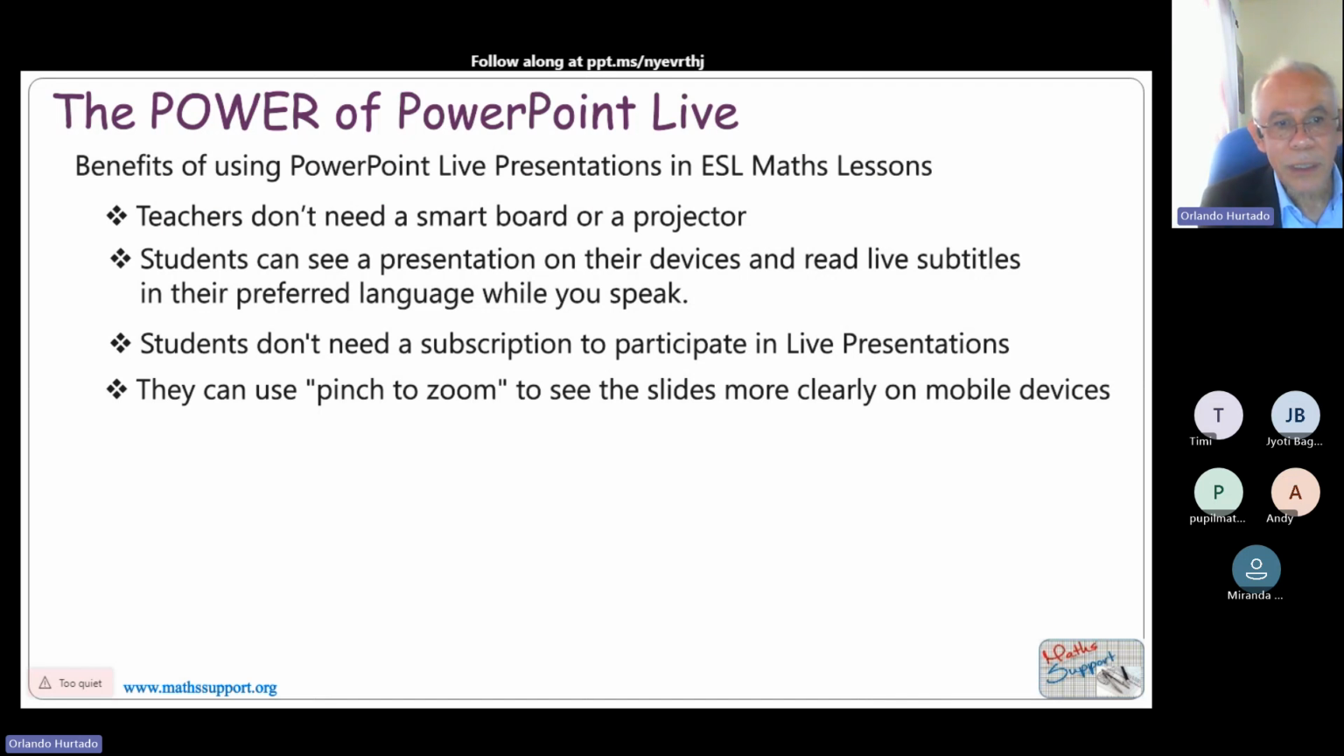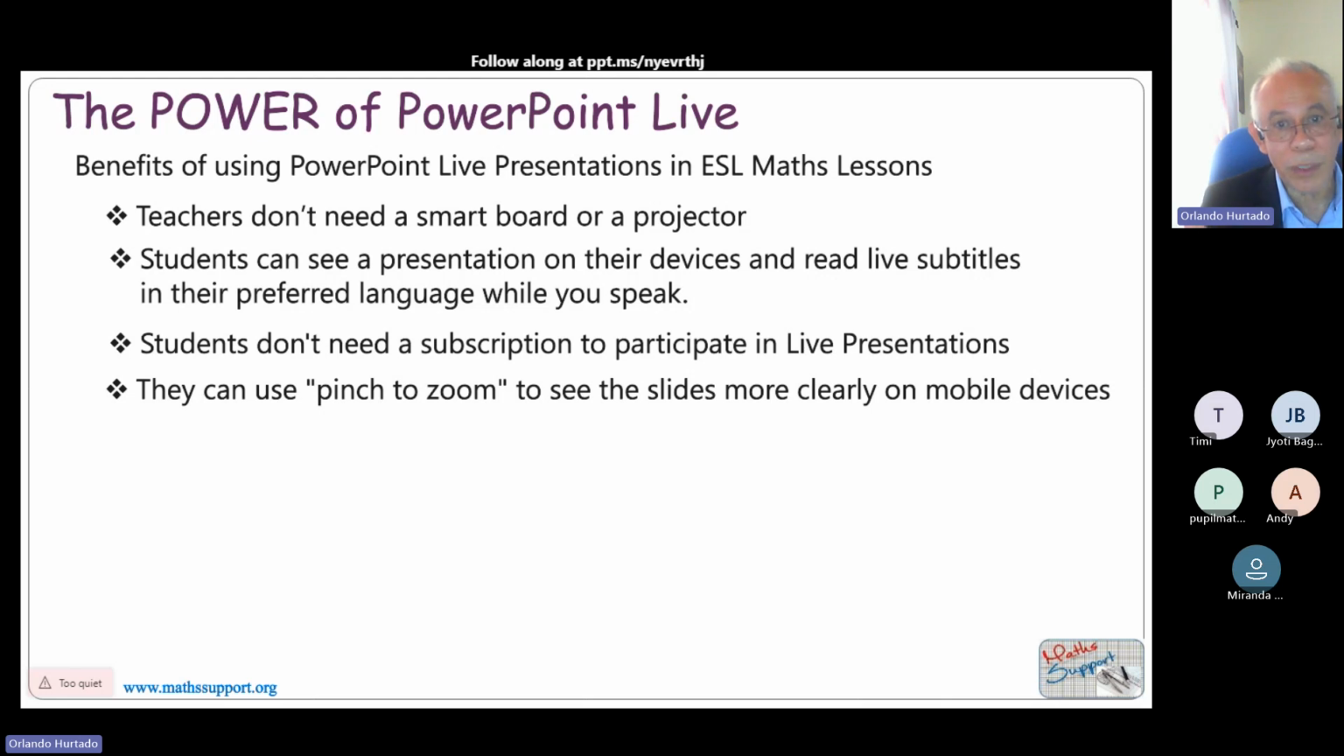They can also pinch to zoom to see the slide more clearly, right? They can zoom the slide. You can try now. If you use pinch to zoom on your device, you can click on it, and this presentation will be zoomed on your device.